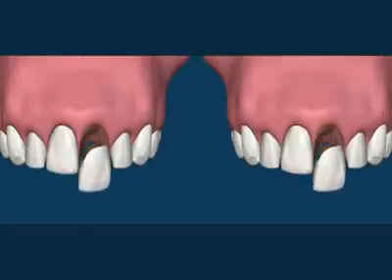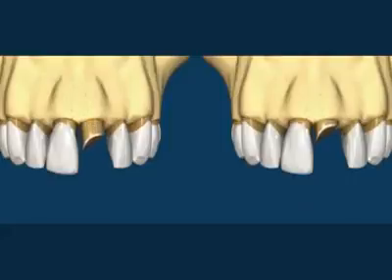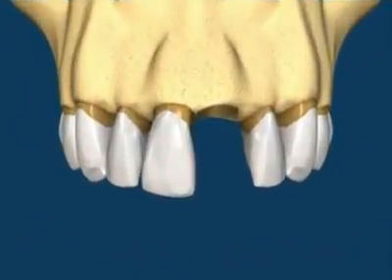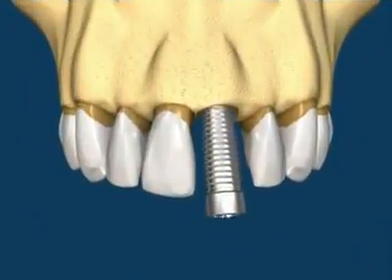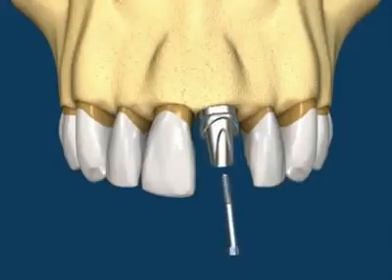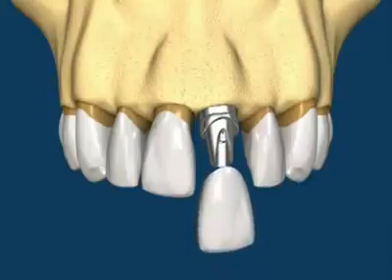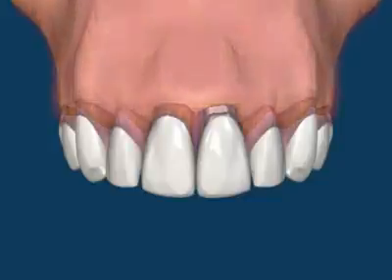This animation shows two identical situations being treated in two different ways. The loss of the central incisor. The animation on the right shows the implant option. Here we have an immediate implant placement followed by the post and core, which is secured to the implant fixture, followed by a crown. In this situation, we do not involve the adjacent teeth.